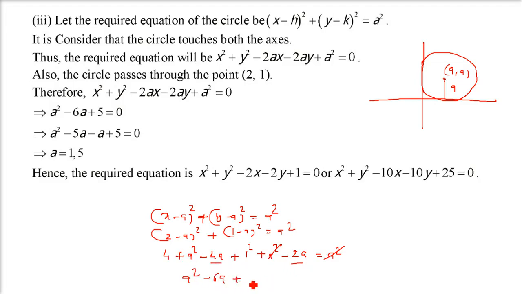4 plus 1 is 5. So this is the quadratic equation, and we are going to solve it, and this is the solution. a will be 1 and 5. So one time you put a as 1 and you will get this equation, then you put a as 5, you will get this equation.